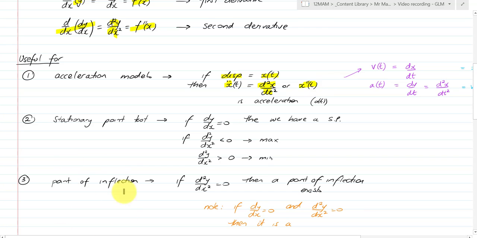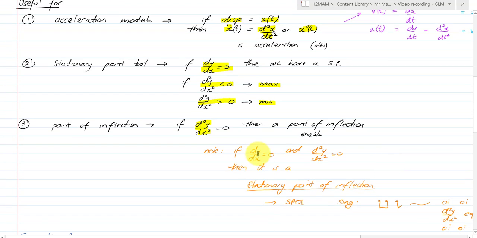We can also use it to test the nature of a stationary point. So if we know we have a stationary point, then if d squared y dx squared is less than 0, we get a maximum. If d squared y dx squared is greater than 0, we get a minimum. You've seen this before. And of course, we can also look at a point of inflection. So if d squared y dx squared equals 0, then a point of inflection exists, and we can do what we need to do for that. But the point of inflection stuff in particular is a little bit funny. There's some other little elements to that which we will get to as we move forward.